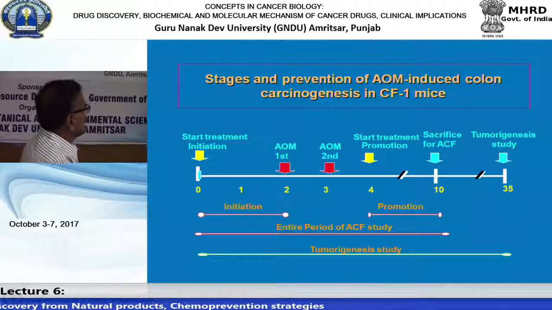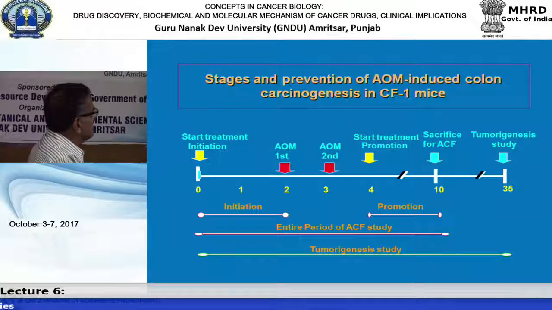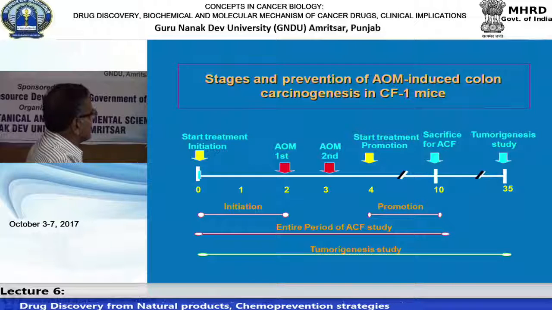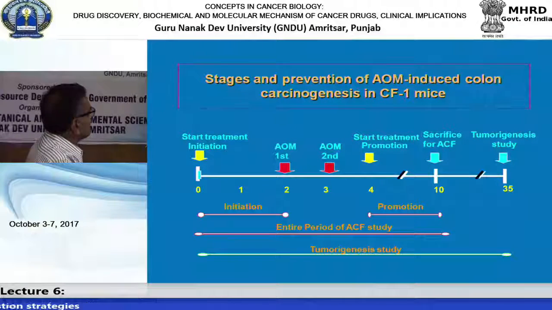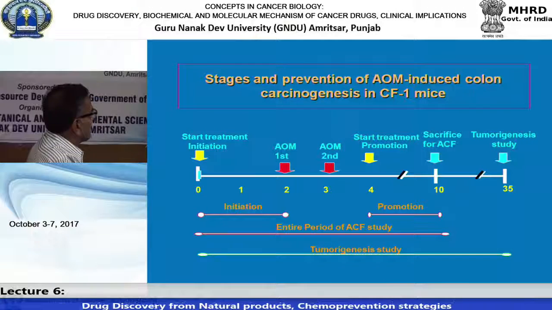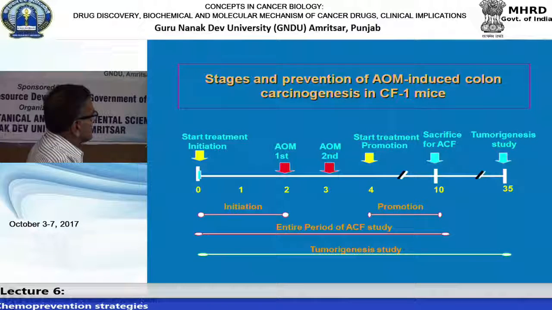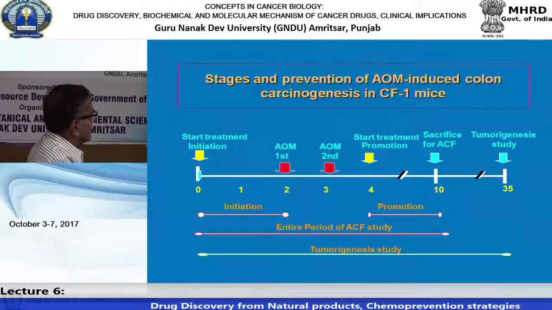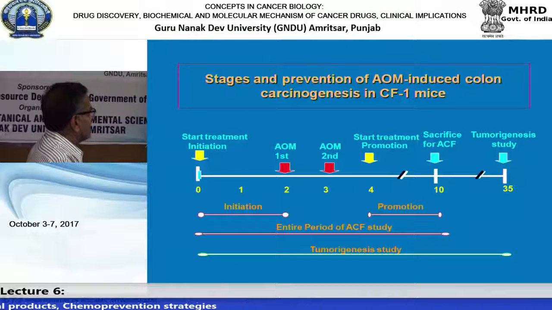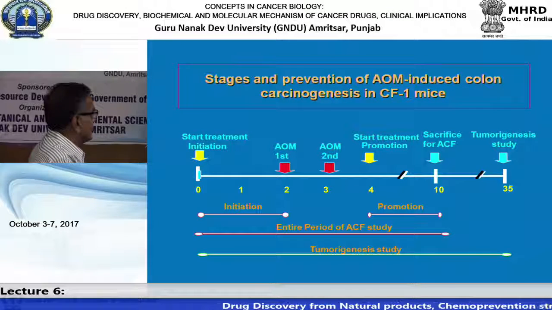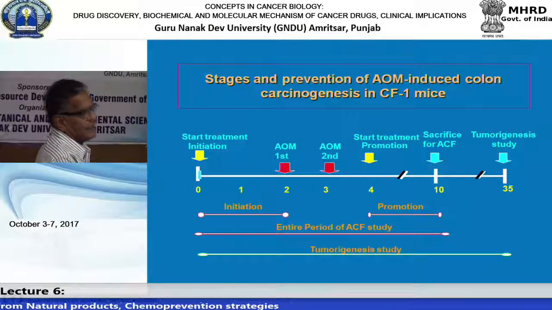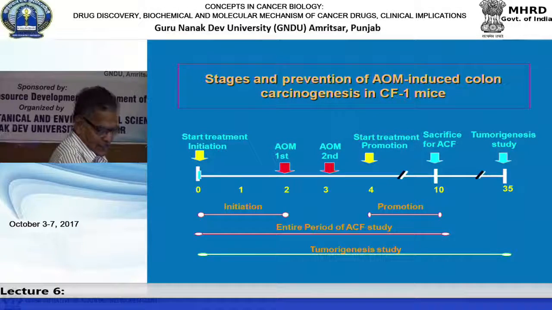Now, for the colon cancer model for ACF, we use the azoxymethane two-injection model. You take the animals and give them two injections of AOM, and you start your treatment for promotion, the same protocol as mammary. Initiation here, promotion there, you sacrifice the animal a week after that, and then you can study the aberrant crypt foci. For carcinogenesis studies, you take it further down. So it's anti-initiation, anti-promotion, and the entire time frame to study the activity.